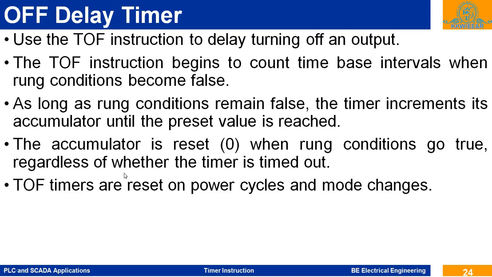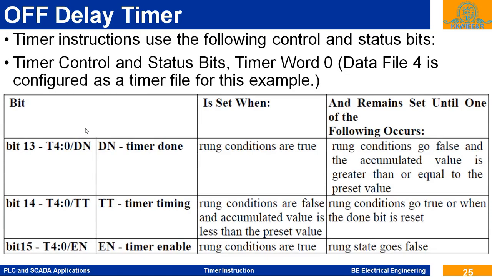So when the run condition goes true, the done bit is reset. At the same time, the accumulator is also reset. So TOF timers are reset on power cycle and mode changes. So this we see with the help of timing diagrams. Again, we see the different conditions when the done bit is set, the TT bit is set, and the enable bit is set.